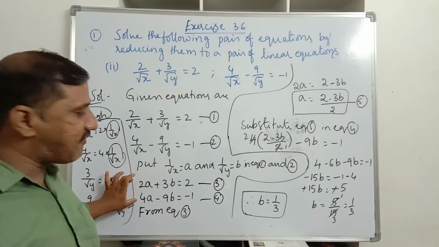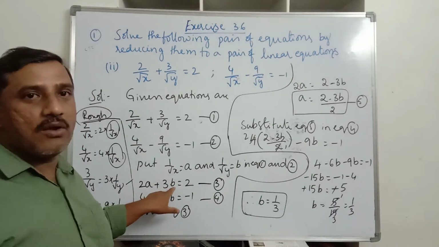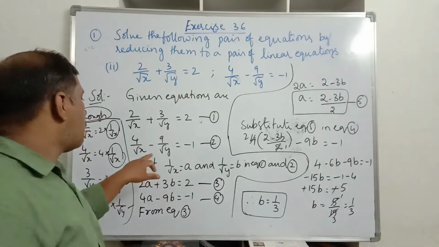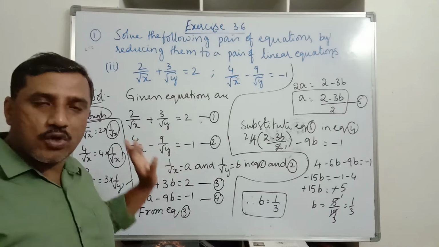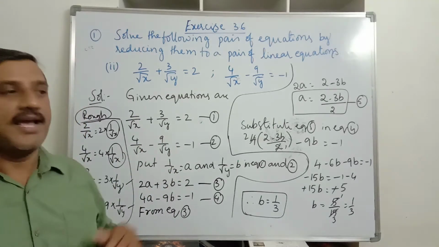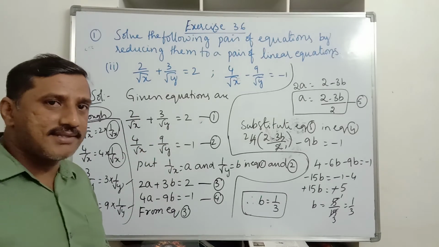When we solve these two equations, we get the a value and b value, but finally we need to find the x value and y value, that is the solution of the given equations. Is it clear so far? Yes?